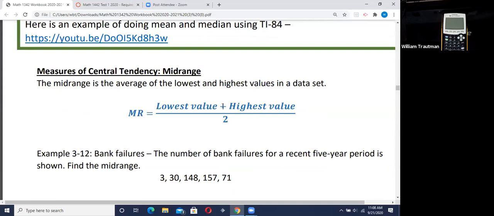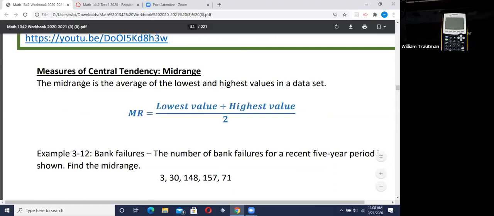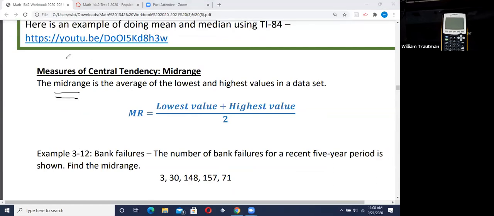Once again, mid-range, remember I said we're going to have a formula for mid-range. This was another measure of central tendency. By the way, it says list the measures of central tendency: mean, median, mode, and mid-range. Mid-range is the lowest value that you have in the data plus the highest value divided by 2. So mid-range is just the lowest plus the highest divided by 2. You add the 2 up and divide it by 2.